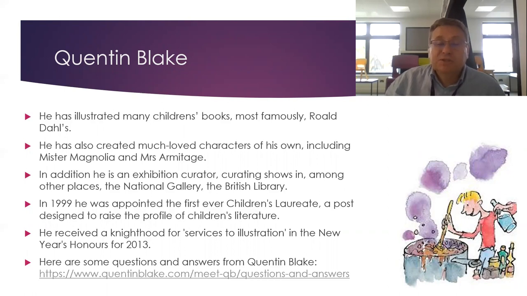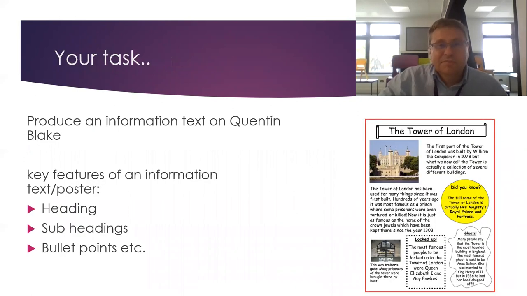Now, if you've got any more questions, you can use this link below and they'll help you answer any more questions or get any more information. So when you're producing your information text on Quentin Blake, don't forget the key features you've got to include. Just like this example below, you must use headings and subheadings. You can use bullet points, keep the information short and snappy, and try and grab people's attention.